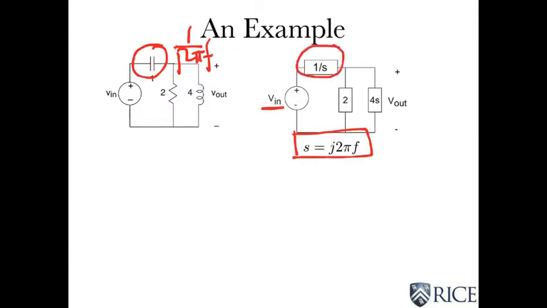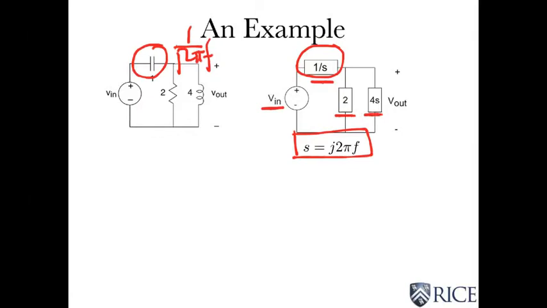What I'm going to do is use current divider, voltage divider, all those tools, and then at the end replace s by j2πf. So the impedance of a 1 farad capacitor is 1 over s. The impedance of our 2 ohm resistor is still 2. And the impedance of our 4 henry inductor is 4s.